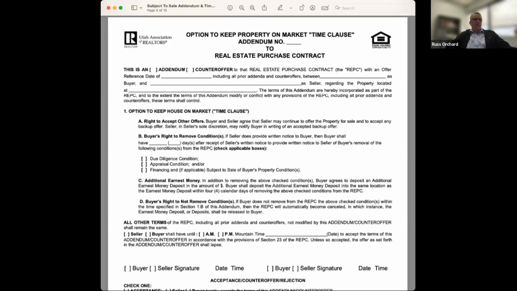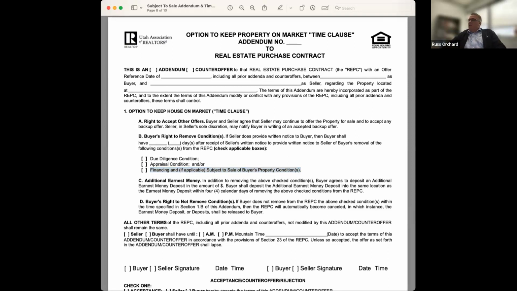Yeah, good point. So for example, if there was appraisal, some concern or whatever, you could throw in this option to keep the property on the market time clause for something other than just the buyer having a property to sell. And just to point out, that's why it says here financing and, if applicable, subject to sale. So if you were using it and there's not a subject to sale, then that would automatically discount that. So, great question.